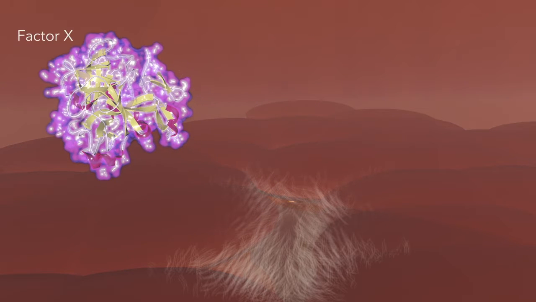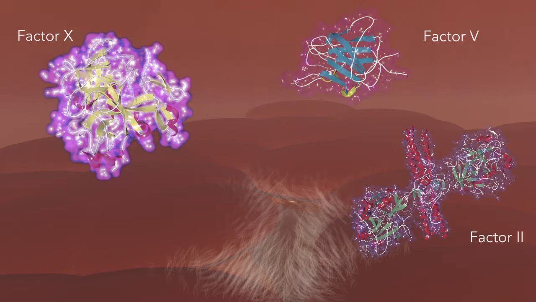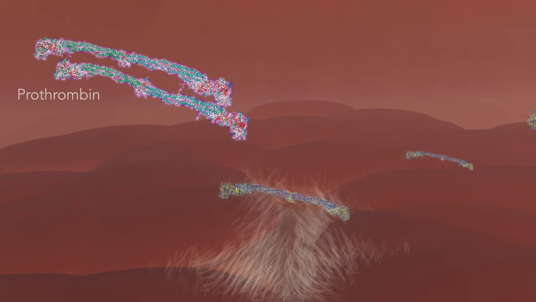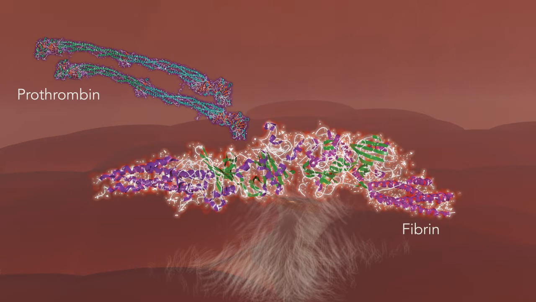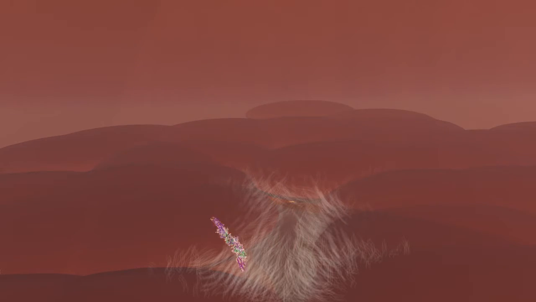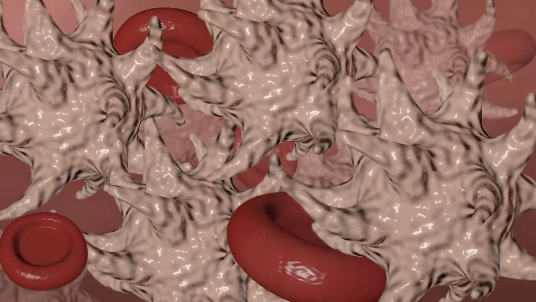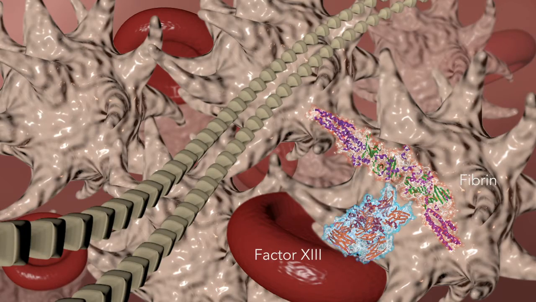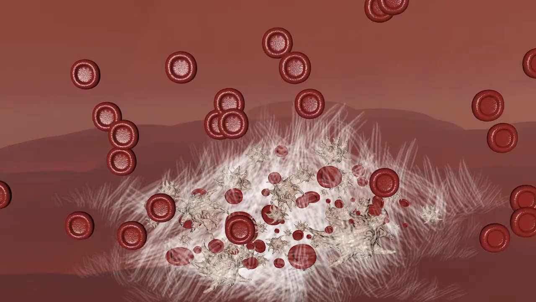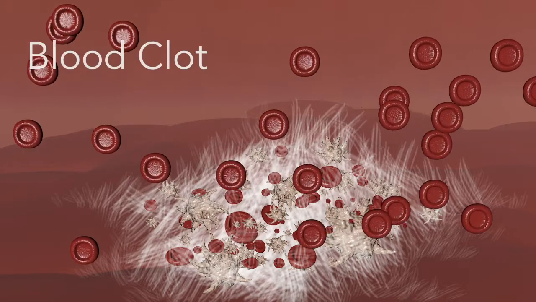With factor X, factor V and then factor II are sequentially activated. With the activation of prothrombin, fibrinogen that normally circulates through blood is converted into fibrin by prothrombin. Fibrin will form a loose mesh around the damaged area, and factor 13 will create a covalent crosslink between each strand of fibrin. With dense fibrin covering the damaged blood vessel, a blood clot has been formed, and hemostasis has been completed.